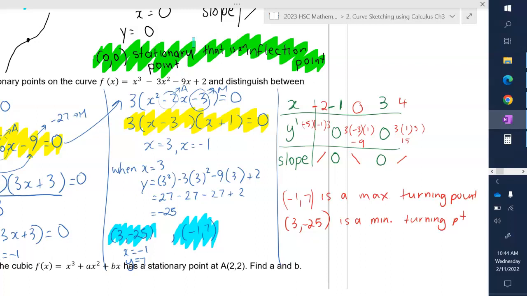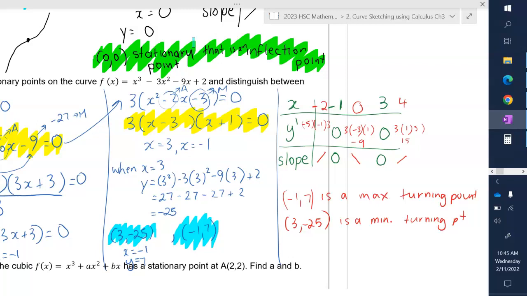Pop 0 in, it's between our two stationary points. We pop that in, we're going to get -9, and we're going to get a negative slope here because dy dx is negative. Next stationary point here, look the other side of it, I'm going to get 15, which is a positive value. So what that's saying is the point (-1, 7) is a maximum turning point because we're going from positive to the stationary point to a negative. Our second point, (3, -25), is going from a negative derivative to the stationary point and to a positive. So we're basically having the shape of the curve look like this.